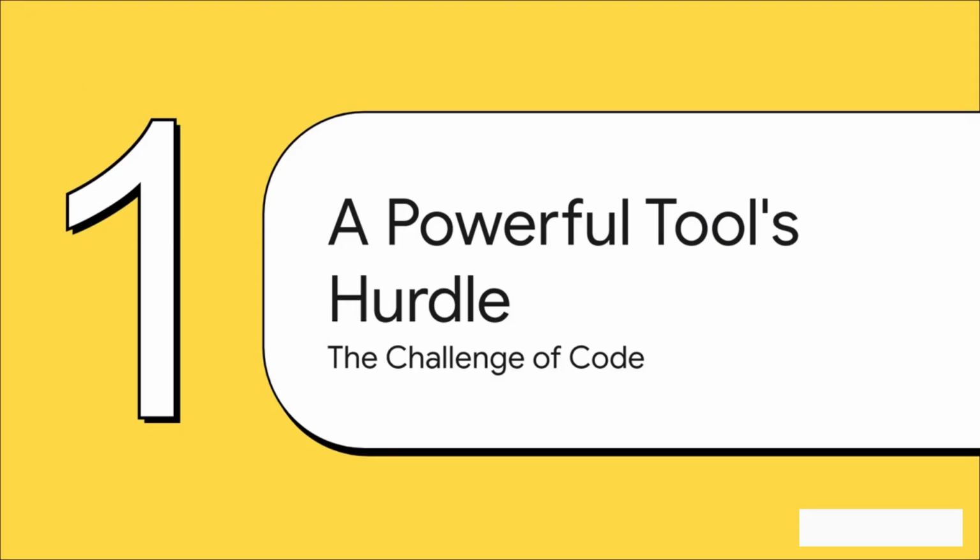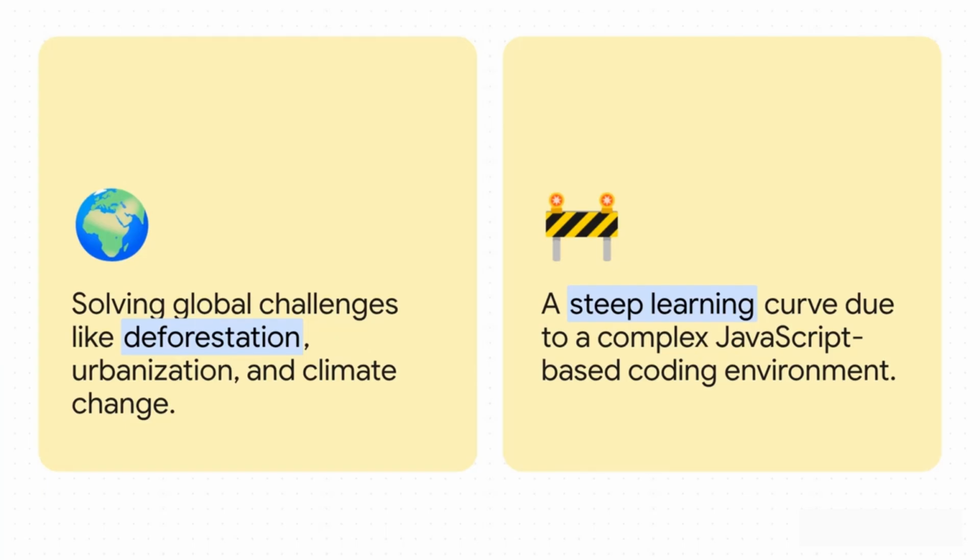But with all that incredible power comes, well, a pretty big hurdle. And for a lot of people, that hurdle has always been the sheer complexity of its coding environment. And this is the fundamental problem right here. On one side, you have this incredible promise, the potential to tackle our biggest challenges, like tracking deforestation, monitoring how our cities are growing, and researching climate change. But on the other side, for so many people who could use it, there's just this wall, a really complex, JavaScript-based platform that demands some serious programming skills.